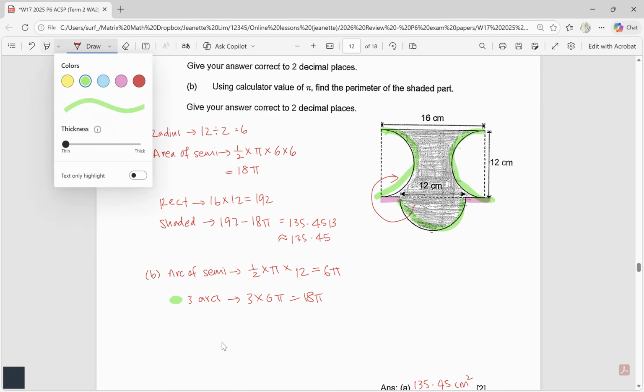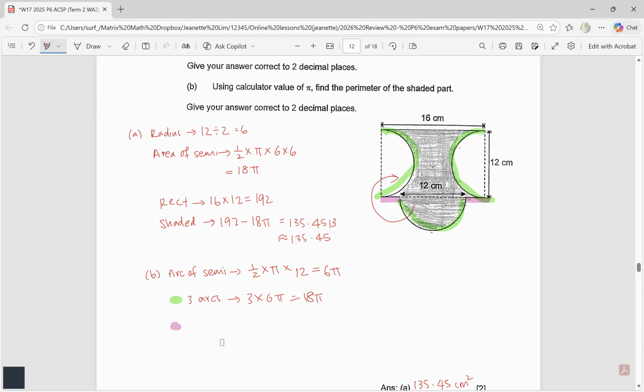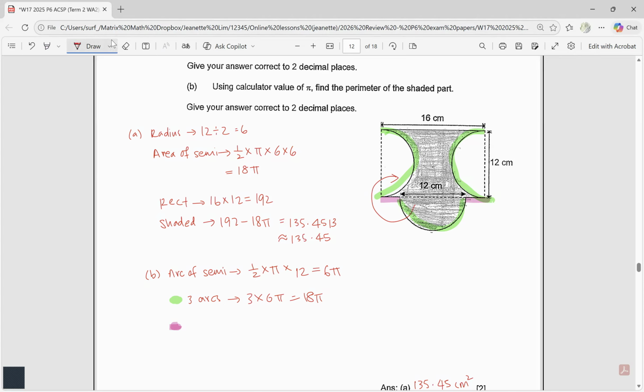Then how about the ones in pink? Pink. It will be 16 minus 12. Okay, then you get 4. 4 is the total of the 2 pink parts. Okay, you don't need to divide by 2. You want to find perimeter, so you need both anyway.